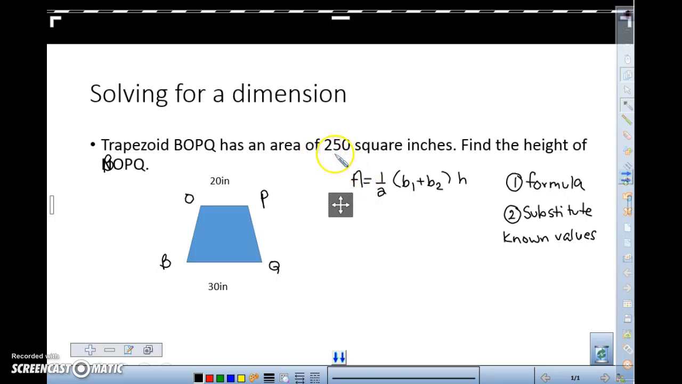So the area they told us was 250. So we have 250 equals 1/2. Base 1, it does not matter which base you're going to let be the first base, okay, because we're just adding. Times the height, which we don't know. That's what we're going to solve for.